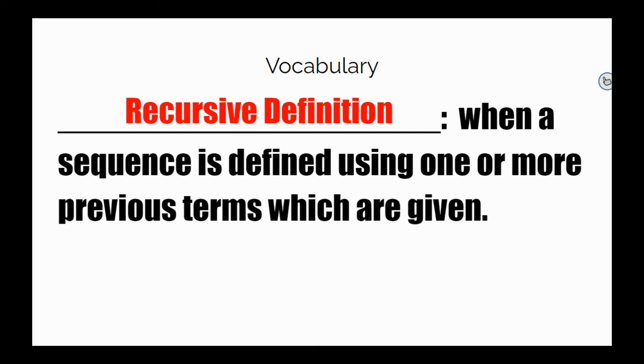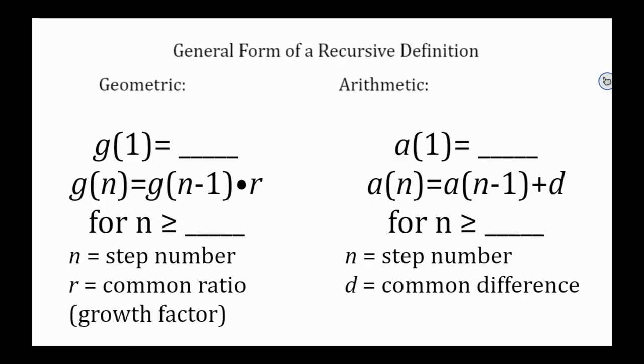All right, a recursive definition is defined using one or more previous terms which are given. Recursive definition is when a sequence is defined using one or more previous terms which are given. There are 3 parts to a recursive definition. This is that most important slide I was telling you about. This is not written in on your notes. You have to write all these things in, and you need all of these things. So write them down.